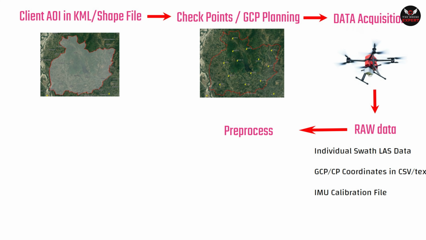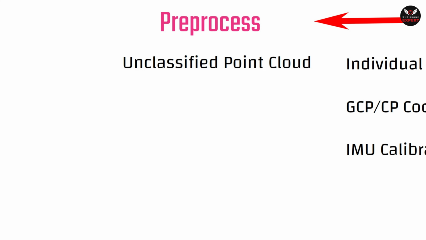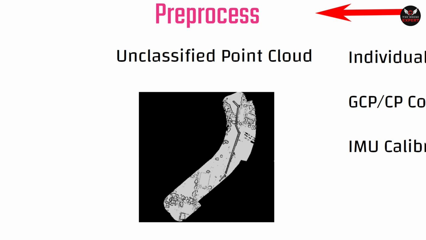Pre-process. In this stage, individual LiDAR points are processed to create a single point cloud, which we'll learn in the upcoming videos along with the software used for it.